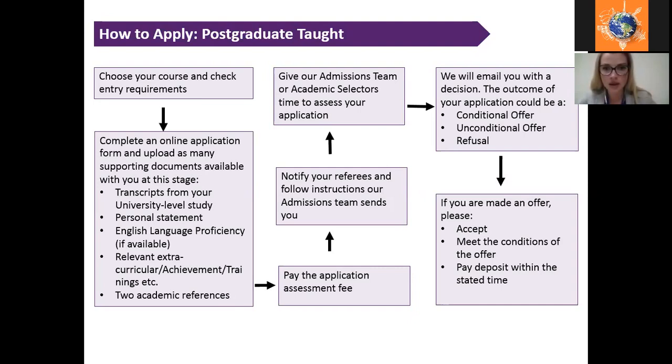And then the decision could be either a conditional offer. That's if you have to meet some conditions like IELTS, give us your final certificates and things like that. An unconditional offer, that's when we're happy to have you, and you've got an unconditional offer, happy to come to Warwick. And refusal, that's unfortunately if your application has been unsuccessful. If you are made an offer, you accept the offer, then you meet the conditions of the offer, for example take the IELTS test, and then you pay the deposit within the stated time. And then the process of arriving at Warwick starts, and we normally do things like pre-departures in Moscow.